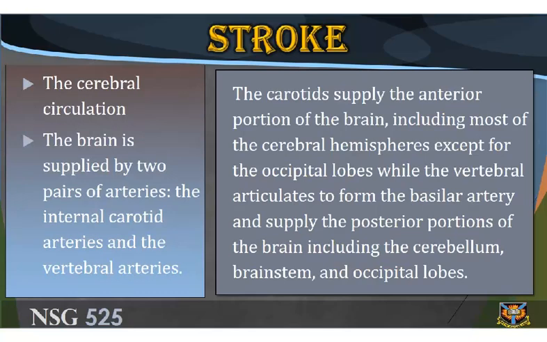The cerebral circulation. The brain is supplied by two pairs of arteries, the internal carotid arteries and the vertebral arteries. The carotids supply the anterior portion of the brain, including most of the cerebral hemisphere except for the occipital lobes, while the vertebrals articulate to form the basilar artery and supply the posterior portions of the brain, including the cerebellum, brainstem, and occipital lobes. The anterior and posterior circulations articulate as the circle of Willis.